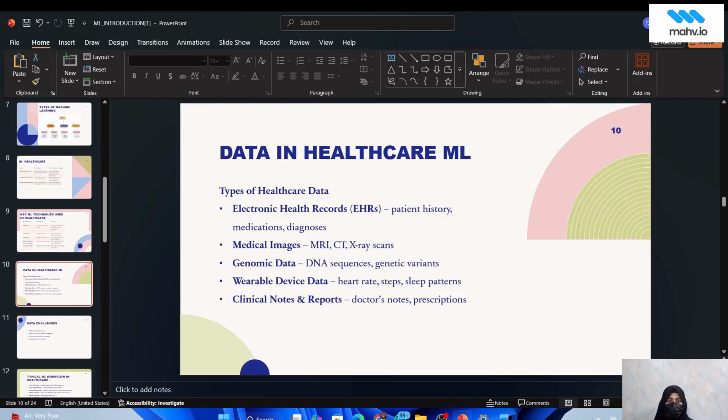After that, we will see data types, because in machine learning the main thing is data. We feed data to our model, then our model learns from that data and extracts the patterns. So data may be of different types. For example, electronic health records: patient history, medications, diagnosis. Then medical images, that is MRI, CT, X-rays. And then genomic data, DNA sequences, wearable device data, heart rate, steps, sleep patterns, clinical notes and reports, doctor notes and prescriptions. So these are the different types of data that we will use in healthcare.